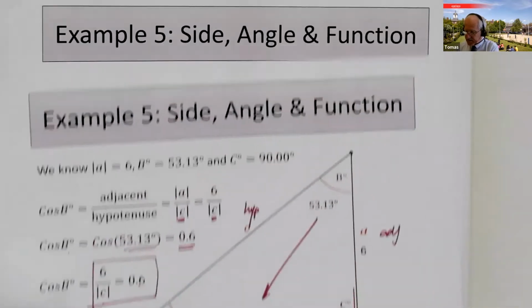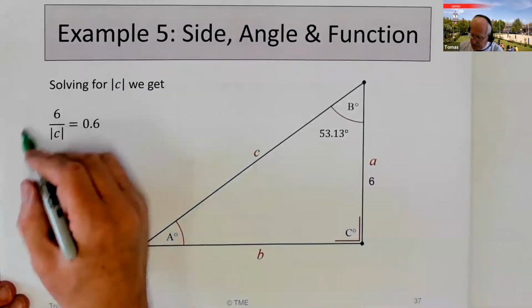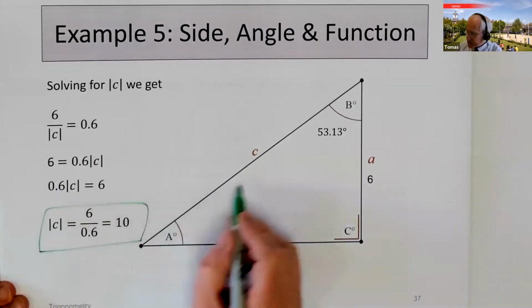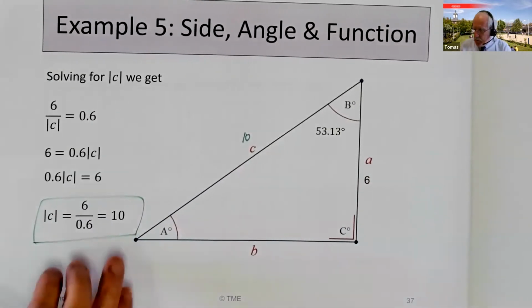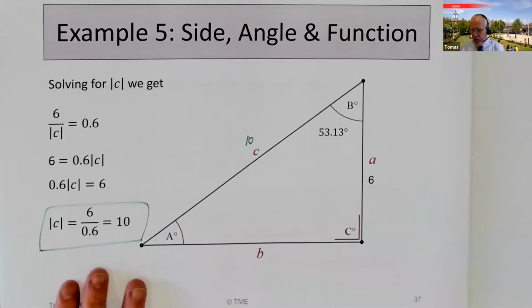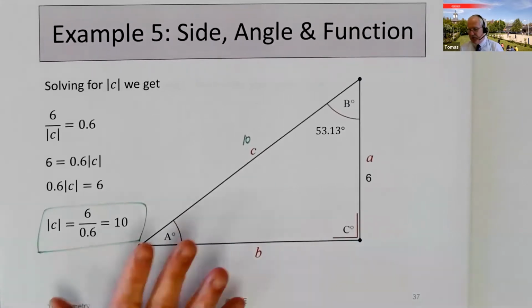So 6 divided by C is that. Working it around, C is equal to 10. So we can take a breather there and look back at all the various things on the right angle.